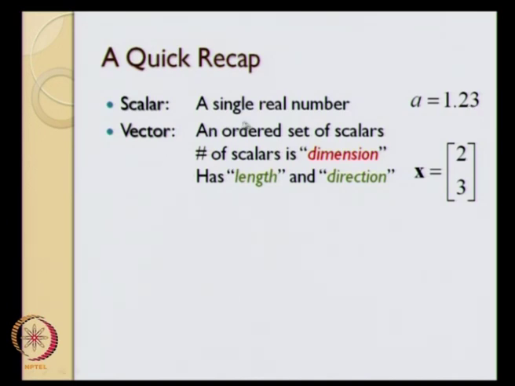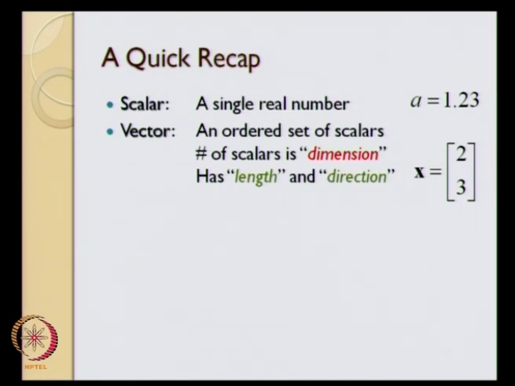A vector on the other hand can be considered as an ordered set of scalars. What we mean is that it is not just one single number, but several numbers. In this particular case we have two scalars, number 2 is a scalar, number 3 itself is a scalar, and an ordered set of these two scalars is a vector. This vector we have represented as x over here. Now the number of scalars that go in representing a vector typically gives the dimension of that vector. For example, in this particular case the vector is 2 dimensional.